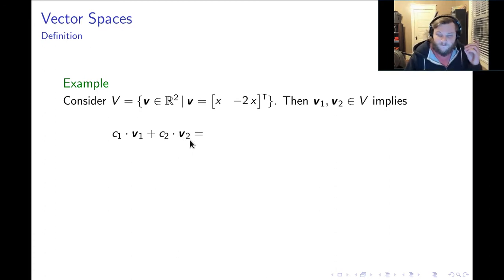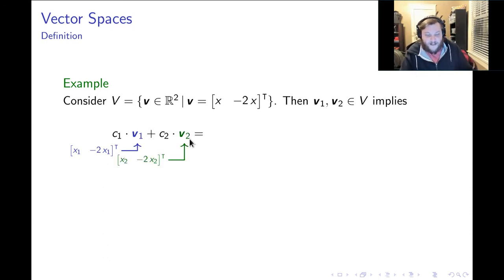Remember, v1 is a vector in this collection, which means that v1 has two coordinates where the second coordinate is -2 times the first. So I can write this first vector as (x1, -2x1). The same goes for v2. v2 is a vector in this collection, which means that it has two coordinates where the second coordinate is -2 times the first coordinate. So maybe the first coordinate is called x2, and the second coordinate is -2 times x2.